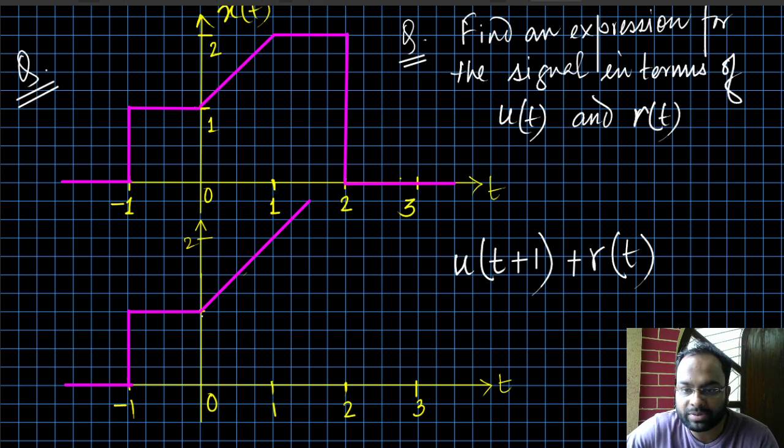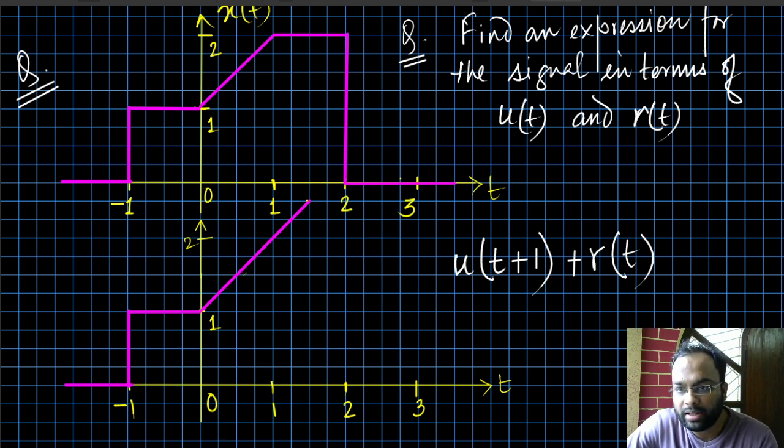Again, instead of the ramp starting from 0, the ramp is starting with a magnitude of 1 and it's going with a slope of 1, right? And why is it starting with a magnitude of 1? Because I had a unit step. The unit step is giving it a +1 value, right? With that said, the ramp only goes as far as up to this point, right?